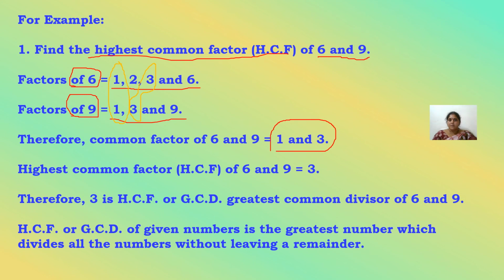Among these we have to find the highest common factor. 1 is less than 3, we know that. So what is our highest common number? Our highest common number is 3. Highest common factor of 6 and 9 is equal to 3. Therefore 3 is the HCF or GCD, greatest common divisor, or HCF, highest common factor of 6 and 9. HCF or GCD of given numbers is the greatest number which divides all the numbers without leaving any remainder.